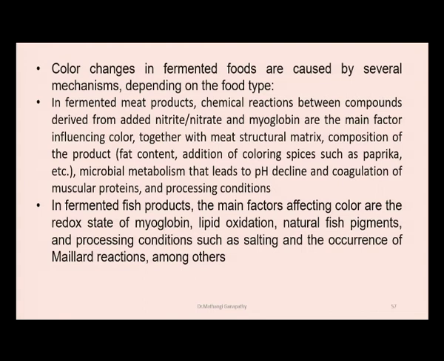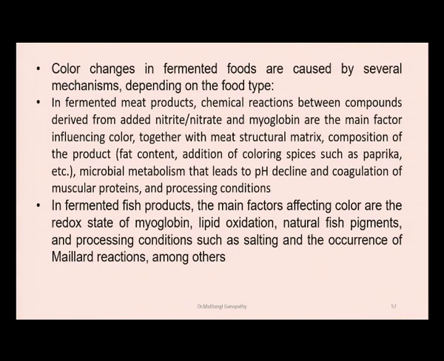In fermented meat products, the chemical reaction between the compounds derived from the added nitrite or nitrate and the myoglobin is the main factor influencing the color development, along with the meat structural matrix and the composition of the product. The composition of the product also involves the fat content, whether you are going to add spices, then the microbial metabolism that adds to the decline of the pH during fermentation, the coagulation of the muscular proteins and the processing conditions. So, all these will influence the color development.